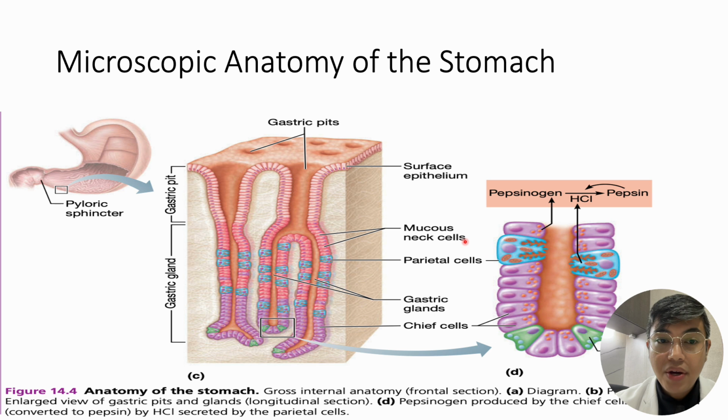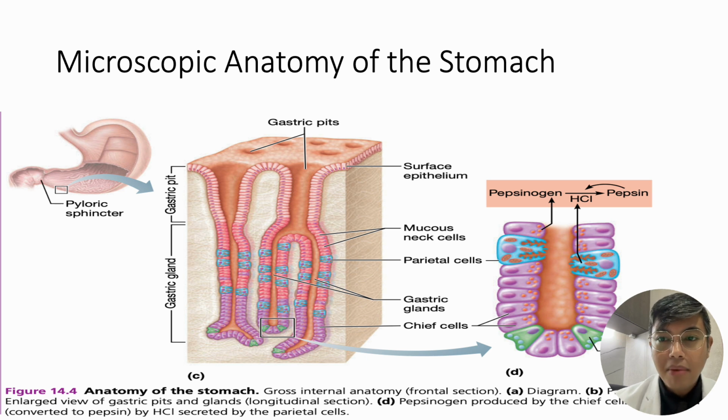Okay? You have here your, syempre, ang pinakaibabaw would be your mucous neck cells. Okay? You have here your parietal cells, you have your chief cells. And of course, yung kulay green would be your enteroendocrine cells. So, para saan ang mga cells na yan?